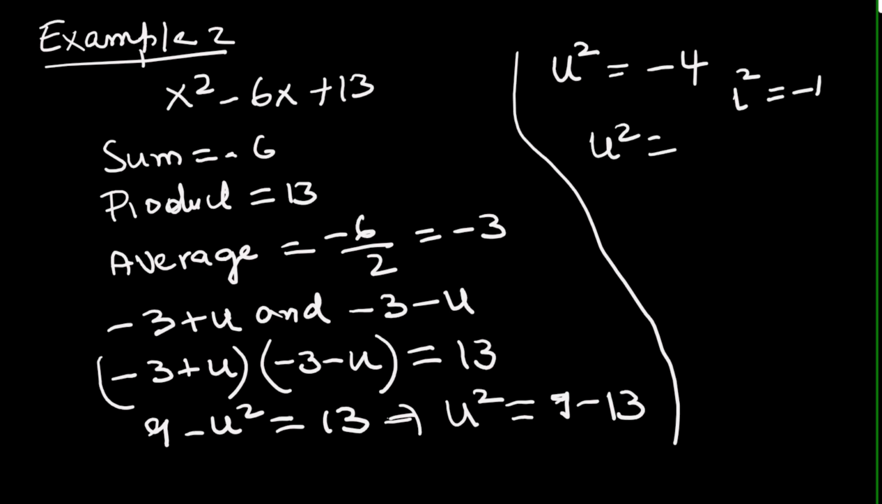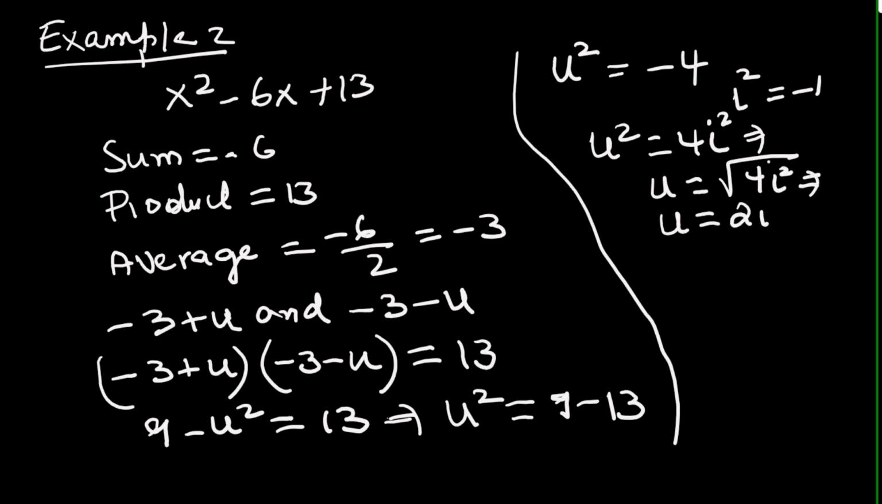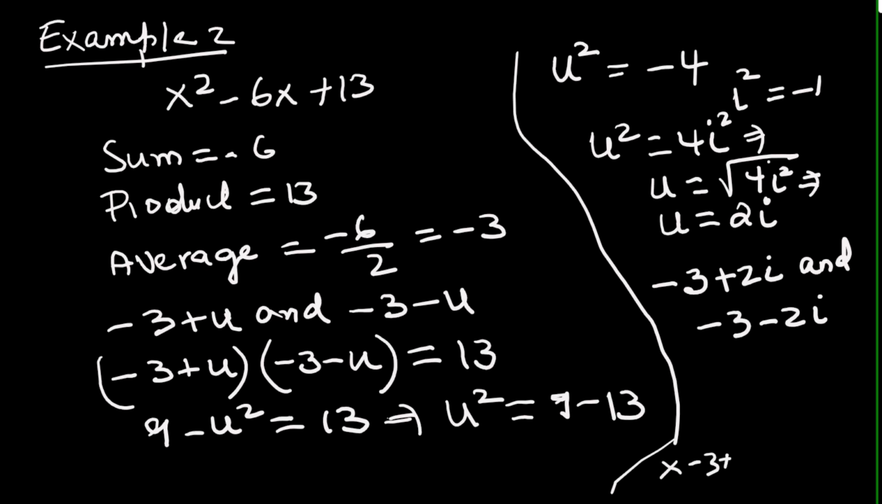Replace u squared with 4i squared. u equals the square root of 4i squared. So u equals 2i. The two numbers are negative 3 plus 2i and negative 3 minus 2i. The factorization is x minus 3 plus 2i and x minus 3 minus 2i.